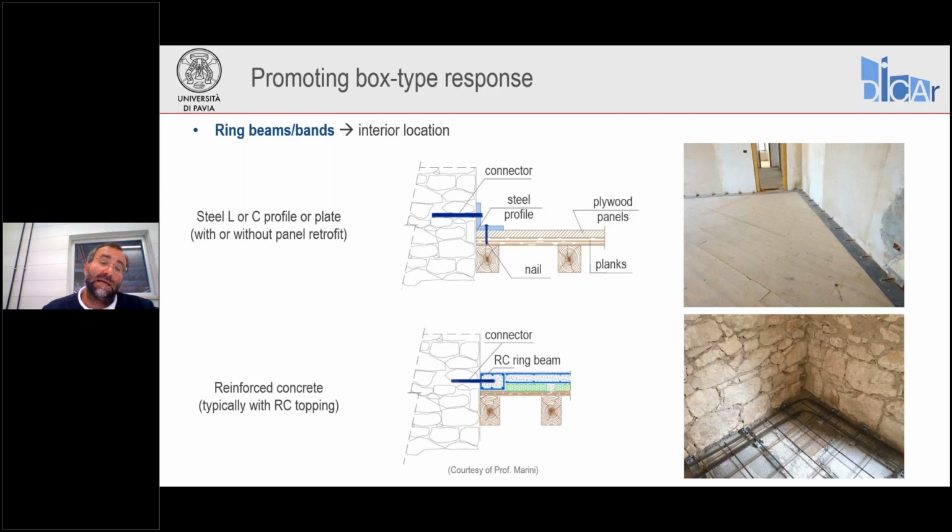Now, this is usually a choice that goes with the strengthening of the floor diaphragm by adding a reinforced concrete topping. It's rare, almost impossible, to find a reinforced concrete ring beam built like I'm showing, built within the diaphragm without strengthening the diaphragm itself with reinforced concrete topping.